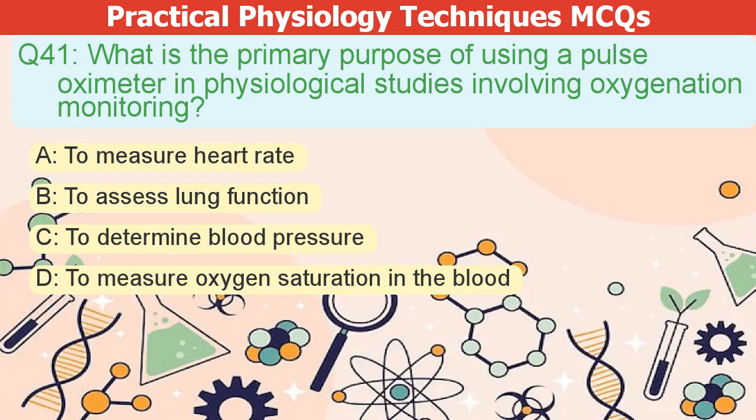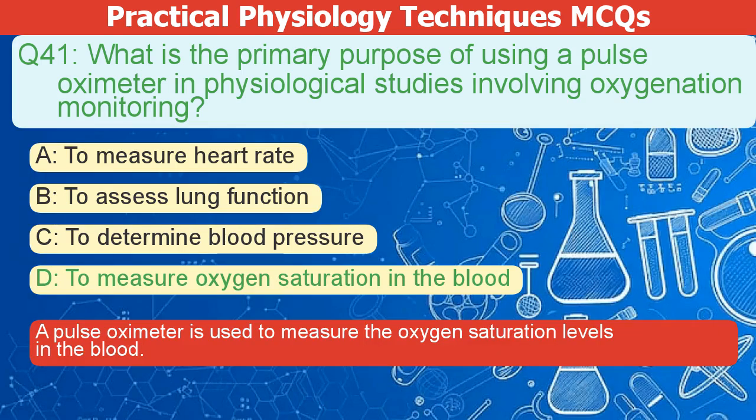What is the primary purpose of using a pulse oximeter in physiological studies involving oxygenation monitoring? A. To measure heart rate. B. To assess lung function. C. To determine blood pressure. D. To measure oxygen saturation in the blood. The correct answer is D. A pulse oximeter is used to measure the oxygen saturation levels in the blood.